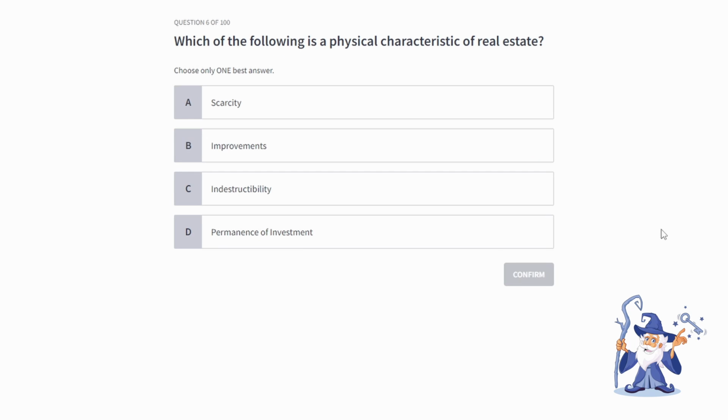Alrighty, next one. Question number 6. Which of the following is a physical characteristic of real estate? And it gives us four options. A, scarcity, B, improvements, C, indestructibility, or D, permanence of investment. So go ahead and think that one over and come up with your answer.